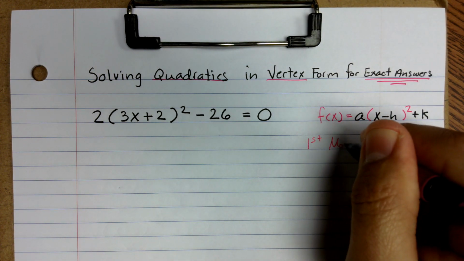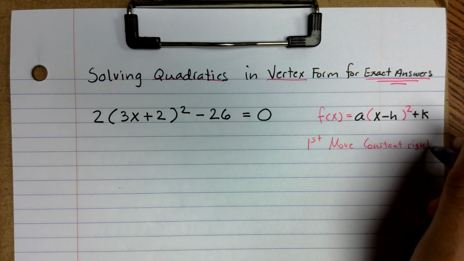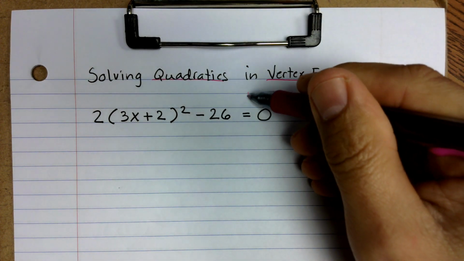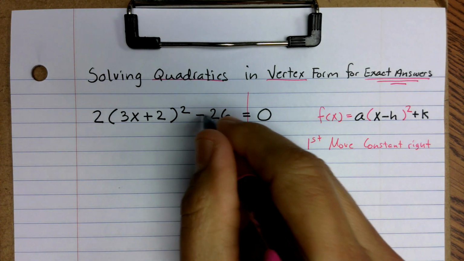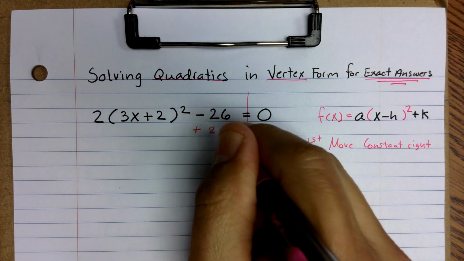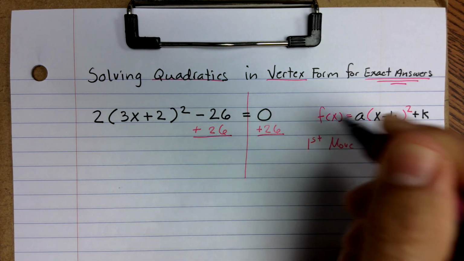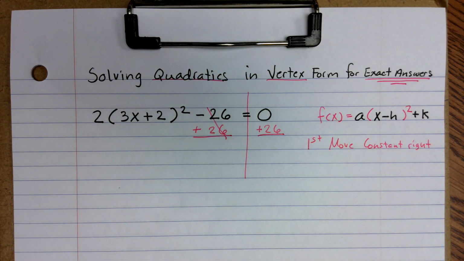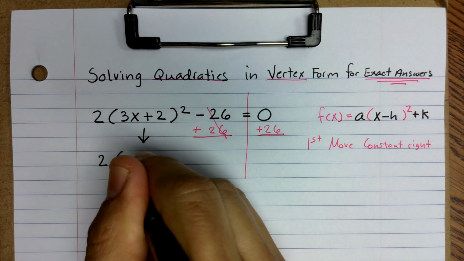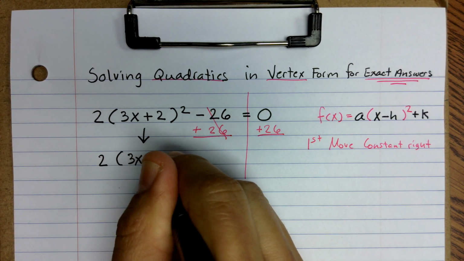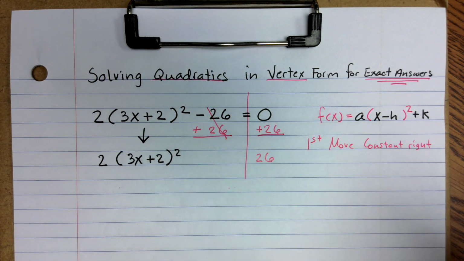First, move constant right. And so I'm going to do that. I'm going to draw a line here through my equal sign, because we always want to keep our equation balanced. This is subtracting 26, so to move it to the right, I want to do the inverse operation, which is adding 26. So I'm going to do that right quick. Now notice on the left, we now have left over 2 times 3x plus 2 squared. And on the right side, we have 26.